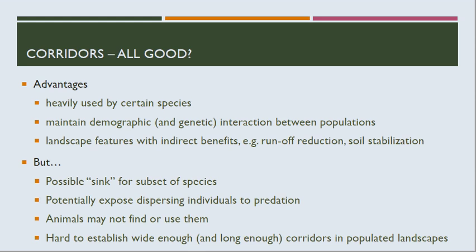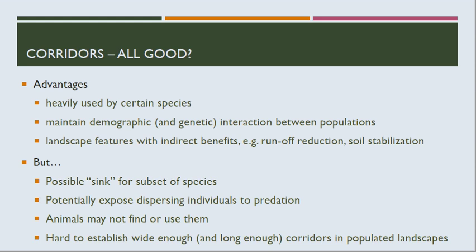Corridors, on the other hand, may be a problem. They may be a possible sink or an area of higher mortality for some species, particularly if the corridors make them more vulnerable to things like predation or hunting. So corridors need to be good types of corridors, and they may not be suited to all types of species.